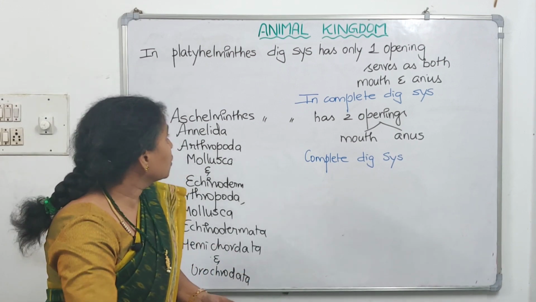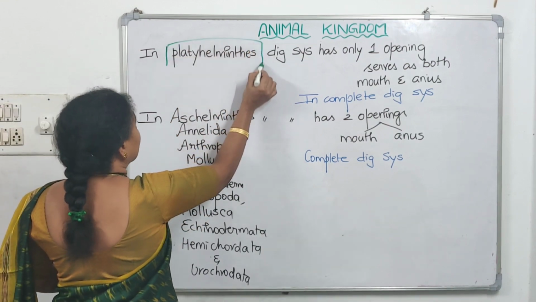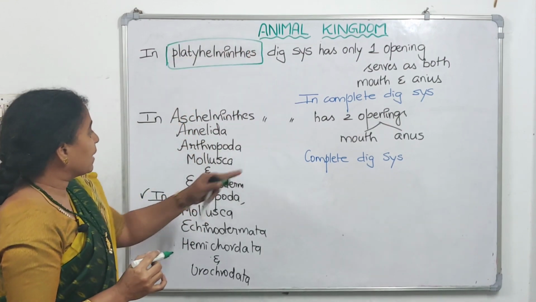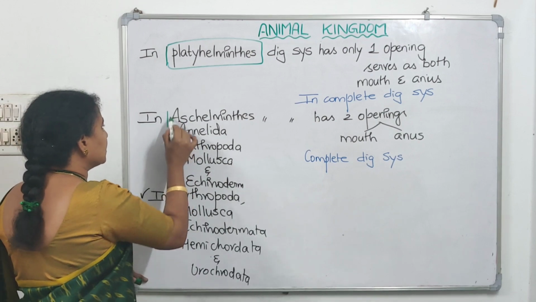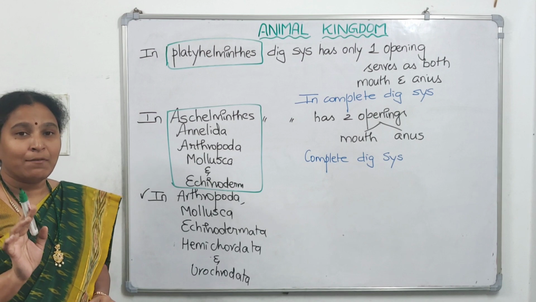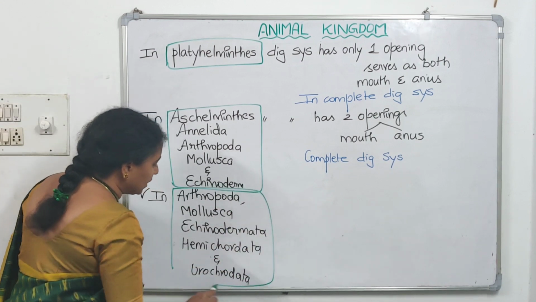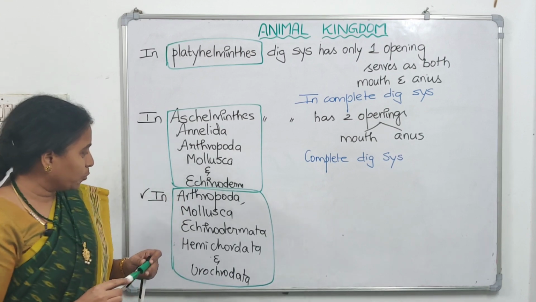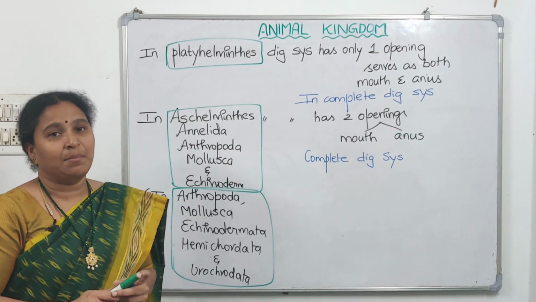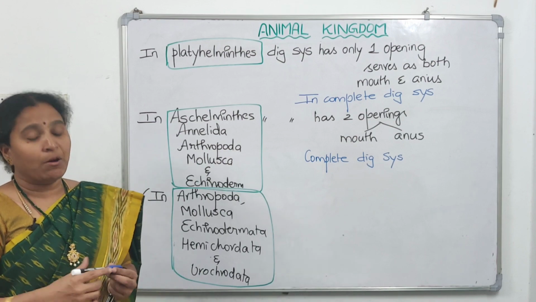So if I ask you like where is incomplete digestive system, the answer is Platyhelminthes. Which phyla have complete digestive system? The answer is this. Now in the same manner, if I ask you in which phyla you have open circulatory system, so these are the phyla. So make a note of this. In these phyla, Arthropoda, Mollusca, Echinodermata, Hemichordata and Urochordata, the blood is pumped out of the heart.